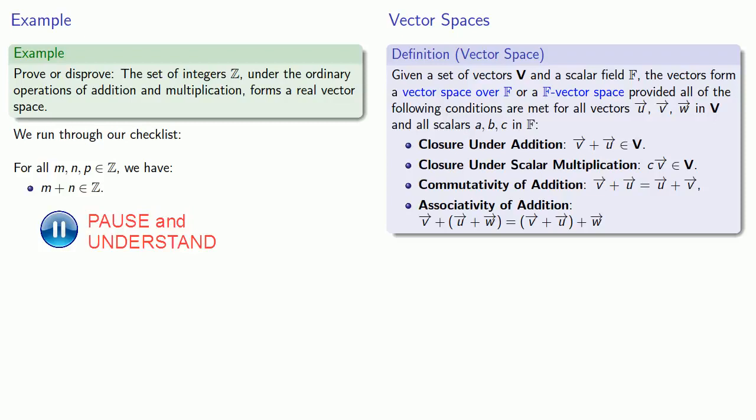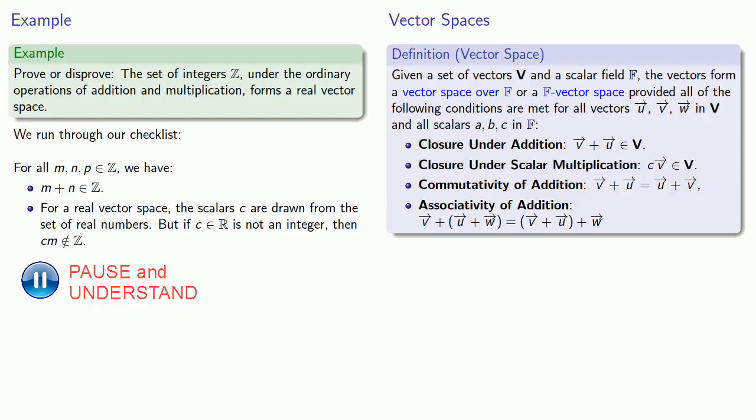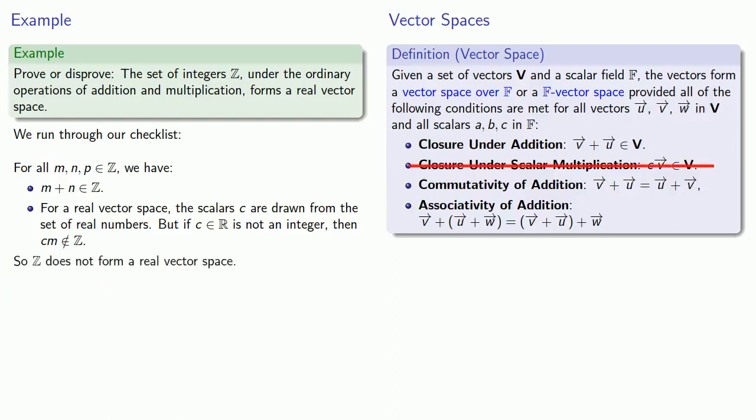Alright, now how about that closure under scalar multiplication? So for a real vector space, the scalars are going to be drawn from the set of real numbers. And the membership committee requires that the scalar multiple also be an element of the set. But if c is a real number but not an integer, then the scalar multiple c times an integer is not going to be an integer, which means that the integers fail the second requirement. Sorry, Charlie, you do not have what it takes to form a real vector space.